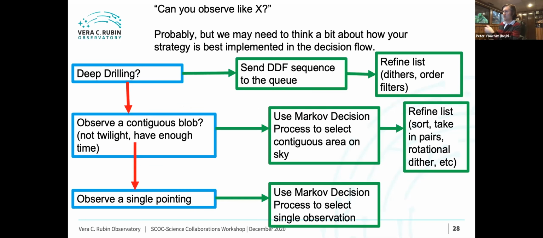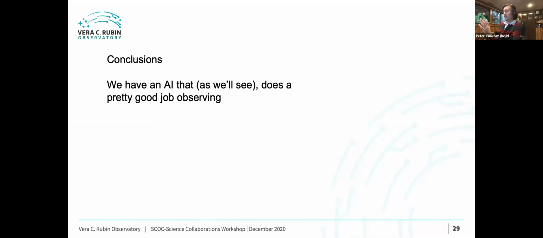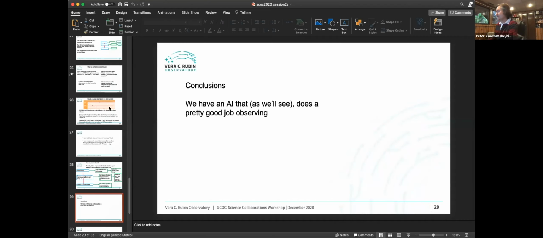So we often get asked, can you observe like X? And so the answer is almost always probably, but we might need to think about where the best spot in this decision flow is to insert your particular observational desires. So my conclusion so far, we have an artificial intelligence that, as we'll see shortly, does a pretty good job of observing. So I will pause there for questions and things. We're going fast.